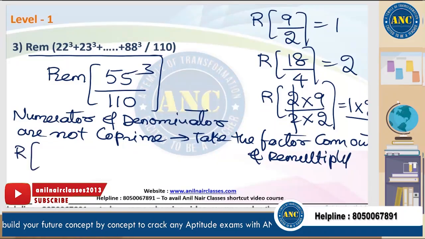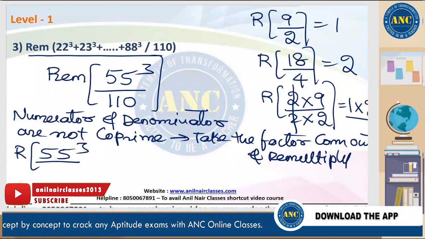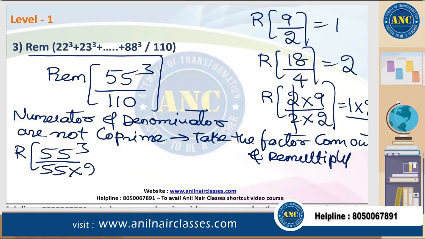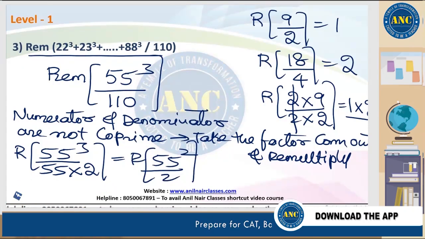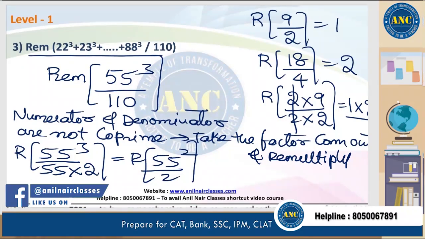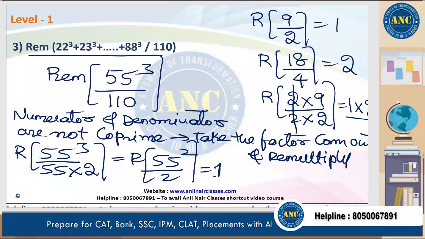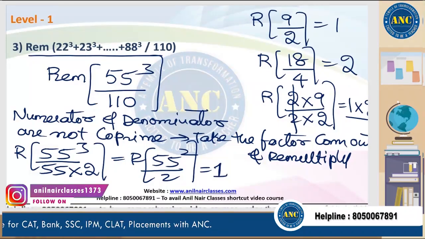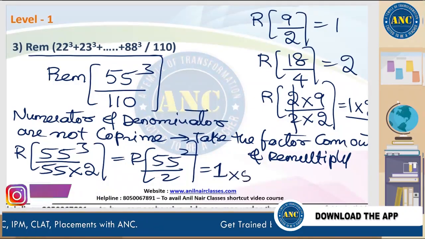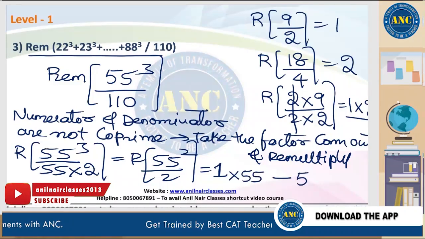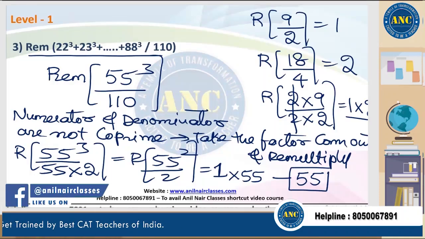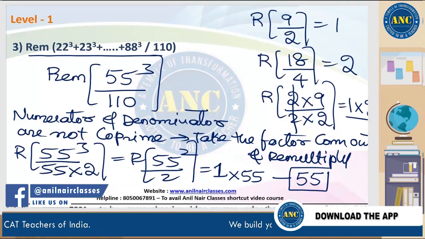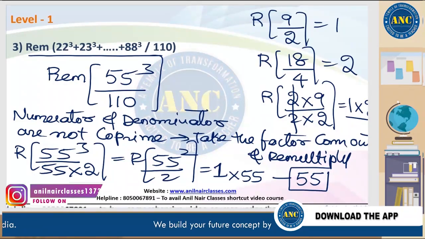So 55 cube by 110 is nothing but 55 square by 2. 55 is an odd number. Odd number divided by 2, the remainder is 1. 1 is the answer for 55 square, but I require it for 55 cube. Take the common factor out and multiply. The answer for the 3rd question is not 0 but 55. I hope the idea is clear.